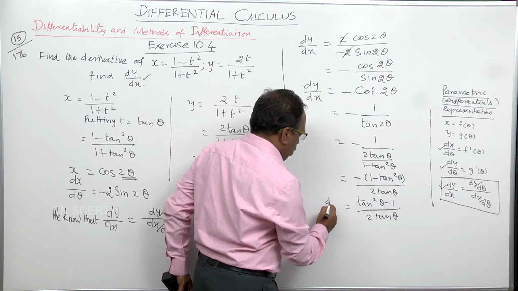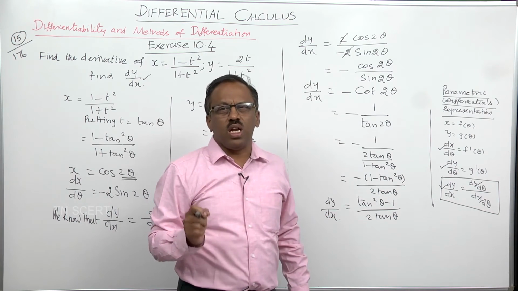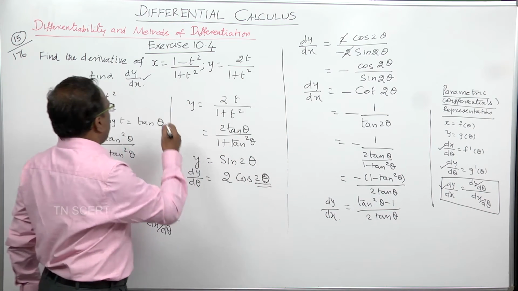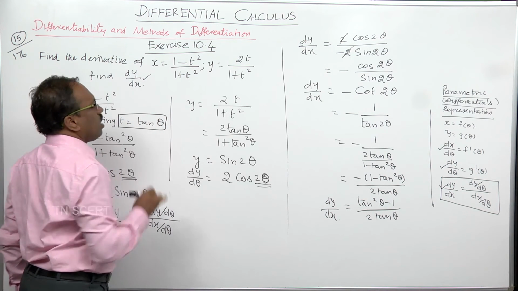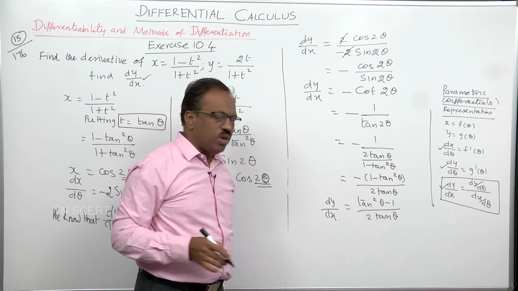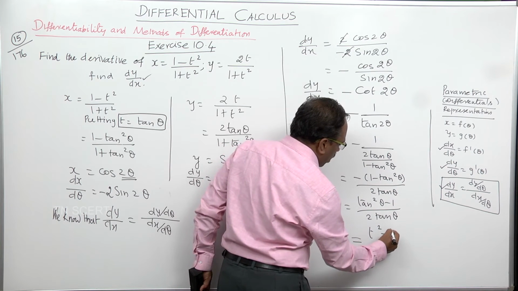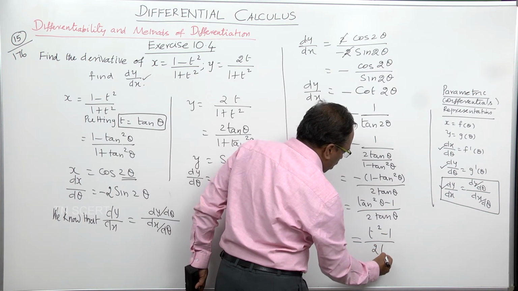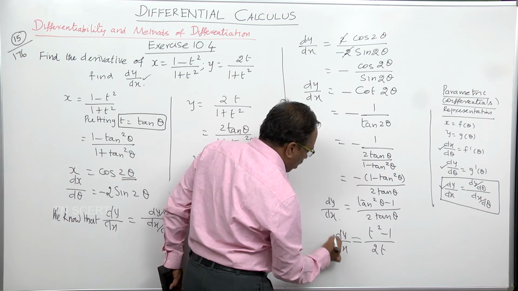This is what dy by dx. What is tan theta? Because for convenience, we have taken the value as t. So finally we have to give in terms of t. The final answer would be t square minus 1 by 2t, which is equal to dy by dx.